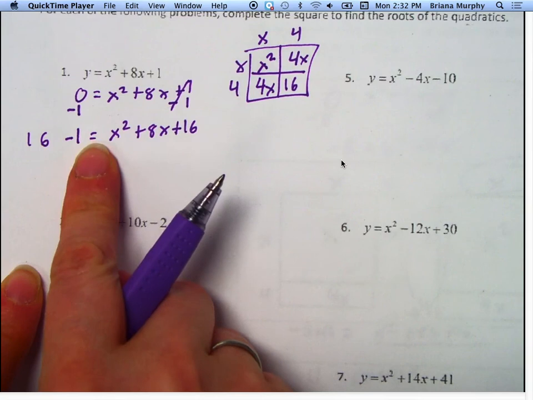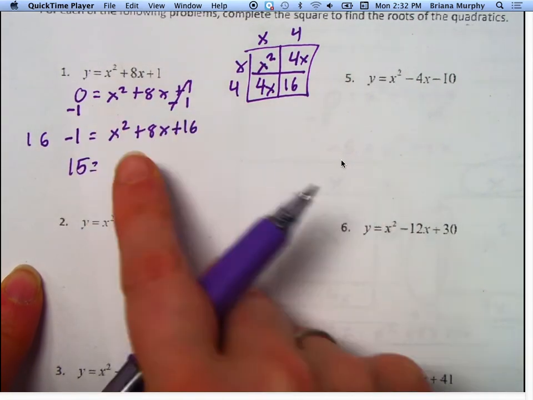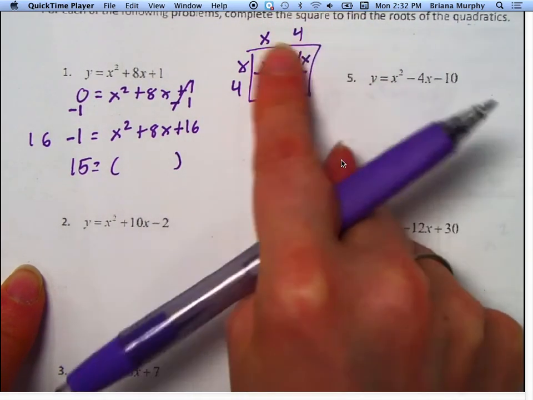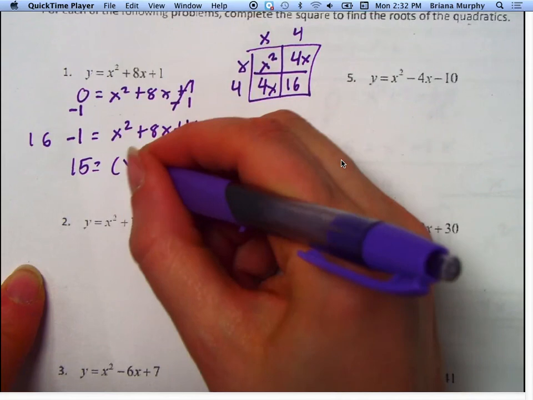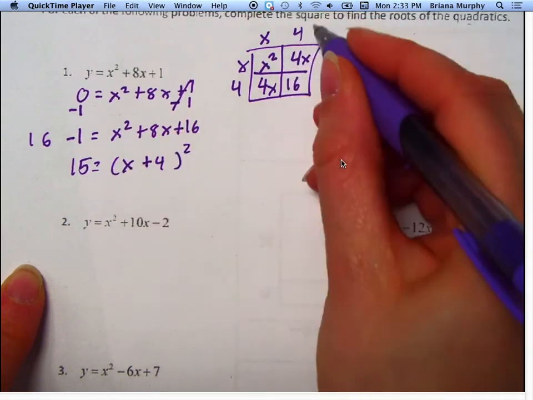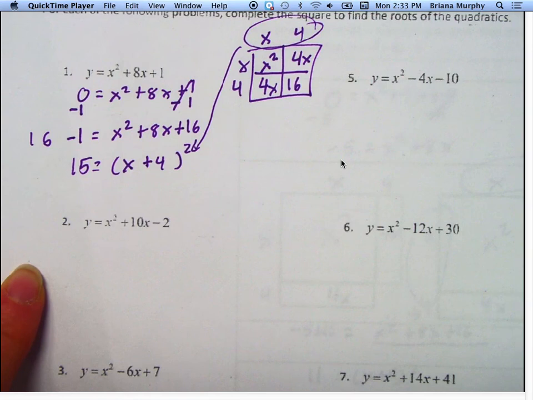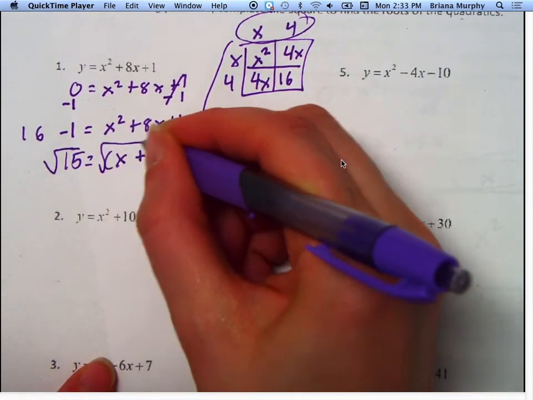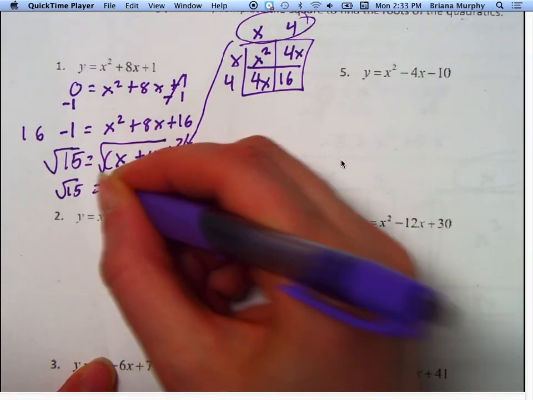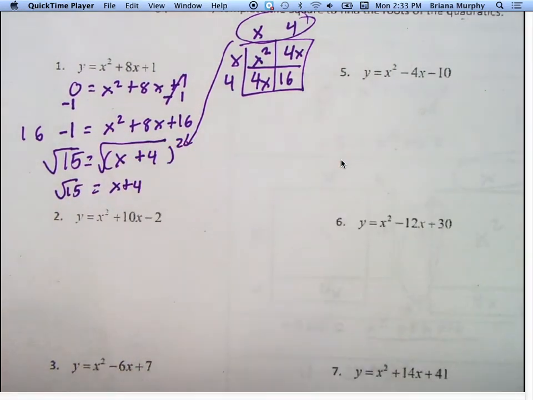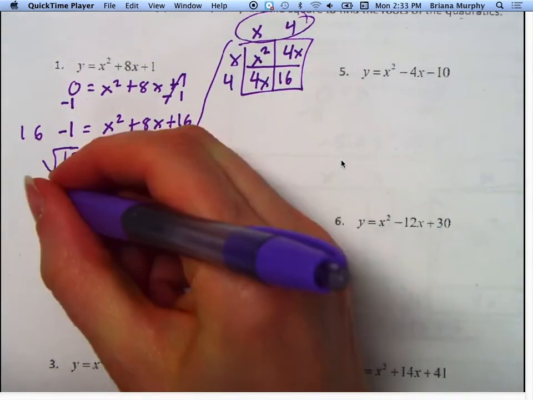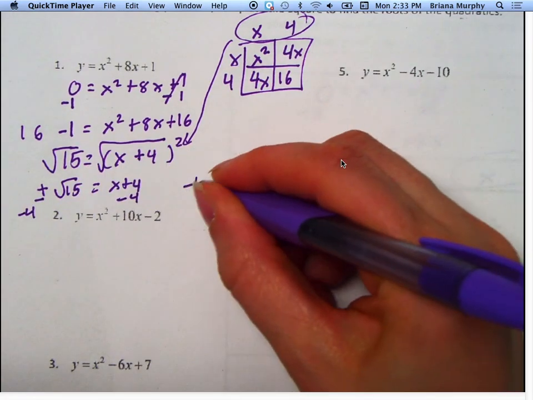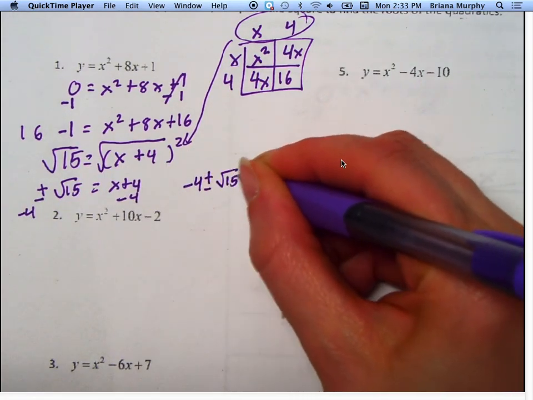16 minus 1 is 15. What is x squared plus 8x plus 16 factored? X plus 4. It tells you right here. That's where I'm getting that from. We already did that. Yeah, I'm just getting this from right here. Now what do I do? Square root it. So the square root of 15 equals x plus 4. And how do I get x by itself? Remember there's a plus and minus in front of there now. Minus 4. So I get negative 4 plus or minus the square root of 15 equals x.